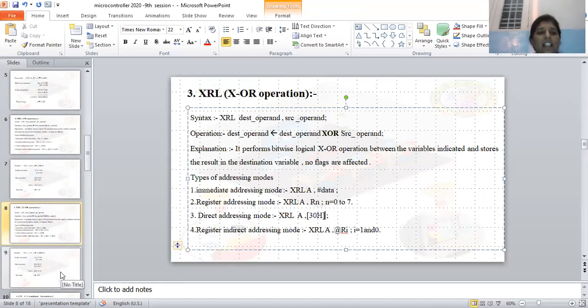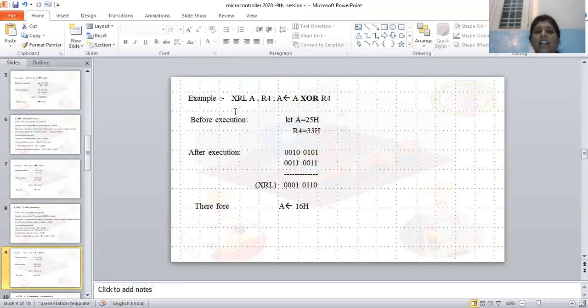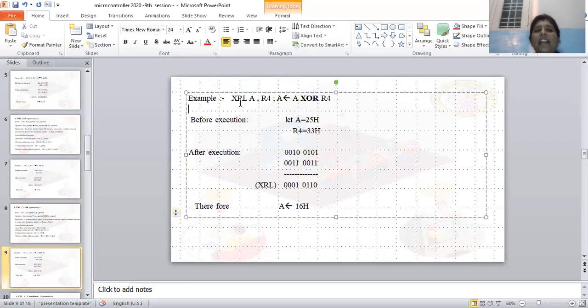Consider an example: XRL A, R4. Here it will perform the XOR operation between A and R4, and the result will be stored in the accumulator register. Let A be equal to 25H, and R4 be equal to 33H. Convert that into binary and perform the XOR operation between these two data.